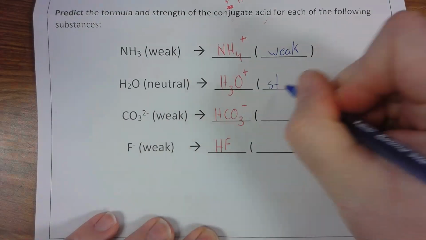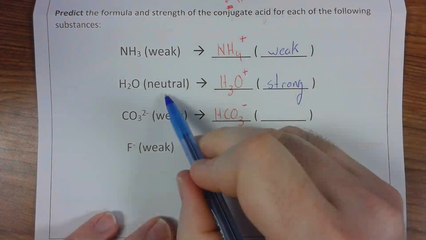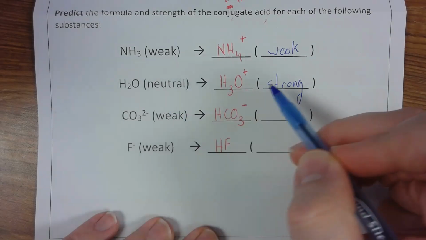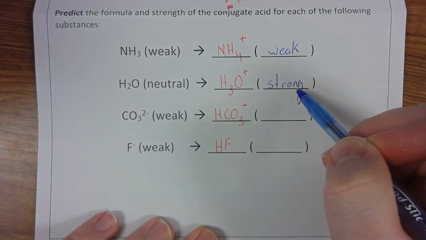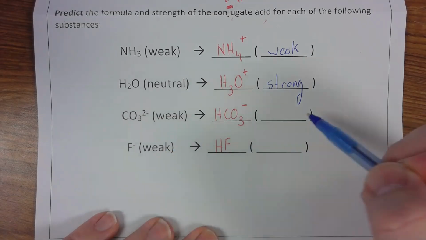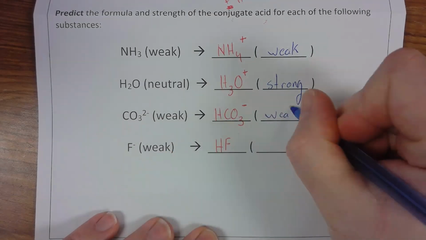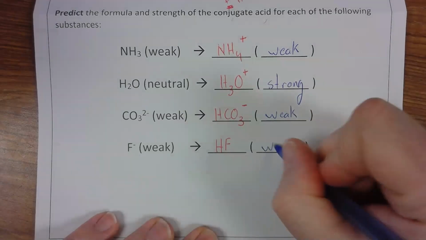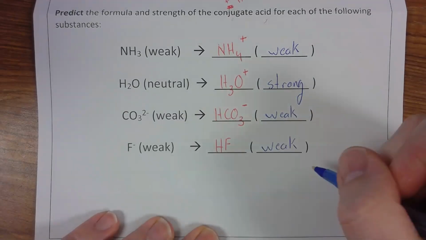Now H2O is completely neutral, which means that when he becomes an acid, he's going to be very strong. You can kind of think of him as being not inclined to be a base at all, which means he's really going to want to give that H away. And then the CO3 2- here, he was weak, which means his conjugate will still be weak. And the F-, because he was weak, his conjugate will also be weak. All right, and that's it.